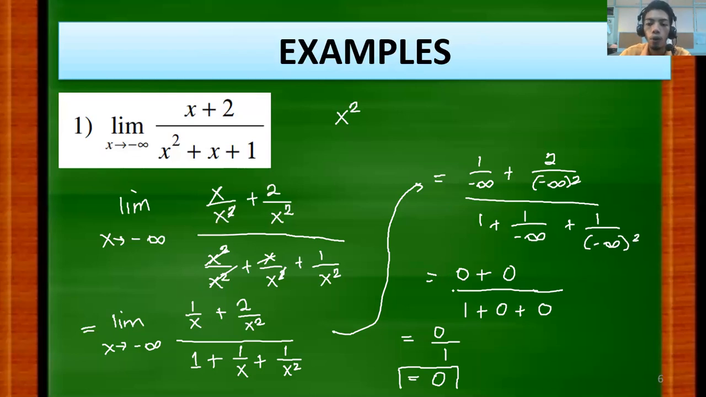So, anong nangyari, we have 0 plus 0 over 1 plus 0 plus 0 is 0 over 1, and that is 0. 0 divided by 1 is 0. Kasi nga, kahit anong number na ilagay mo sa ilalim, basta 0 ang numerator, always 0 ang sagot. Okay, so therefore, the limit is 0.